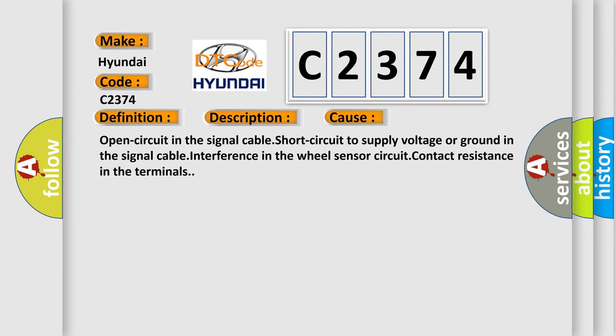The speed signal varies considerably. This diagnostic error occurs most often in these cases: open circuit in the signal cable, short circuit to supply voltage or ground in the signal cable, interference in the wheel sensor circuit, contact resistance in the terminals.